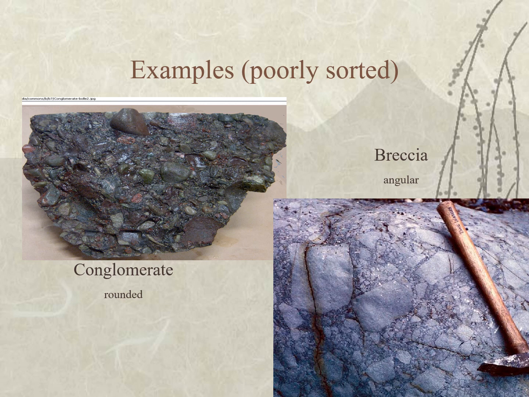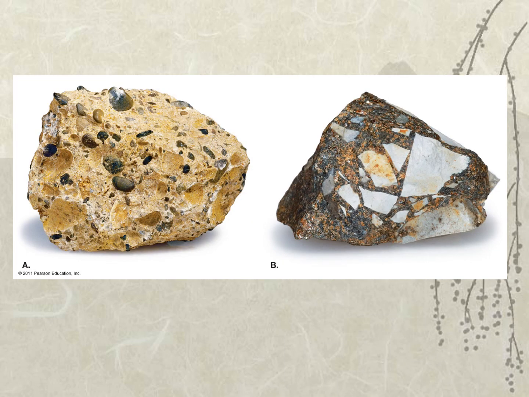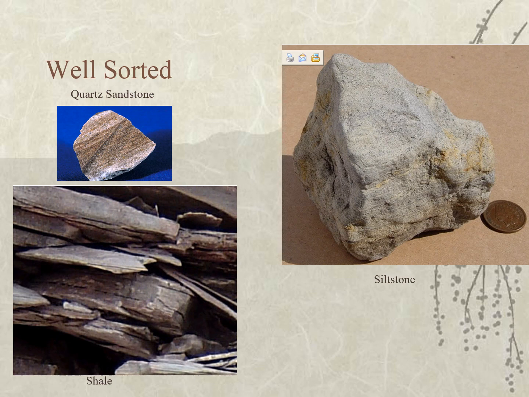Some fun examples of poorly sorted rocks here include conglomerate on the left with rounded pebbles and breccia on the right with angular pebbles. Some examples of well-sorted sedimentary rocks include sandstone, siltstone, and shale.